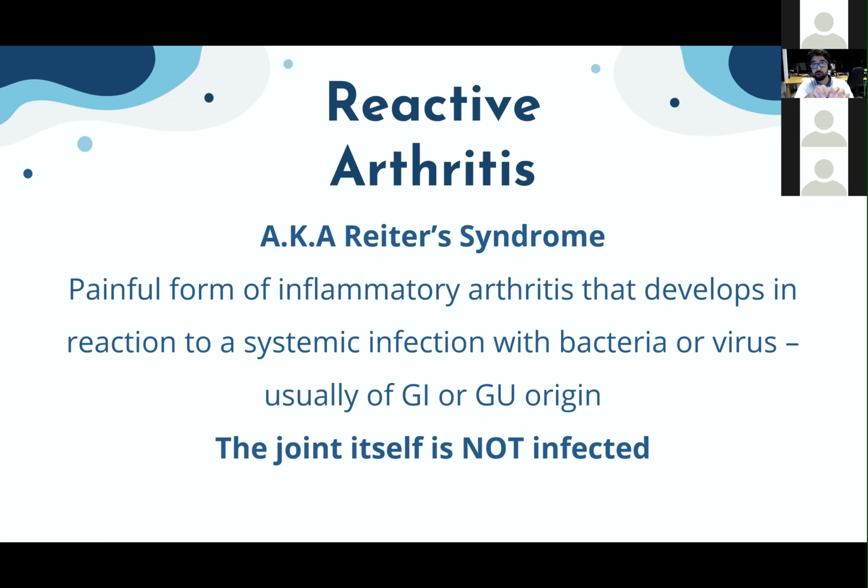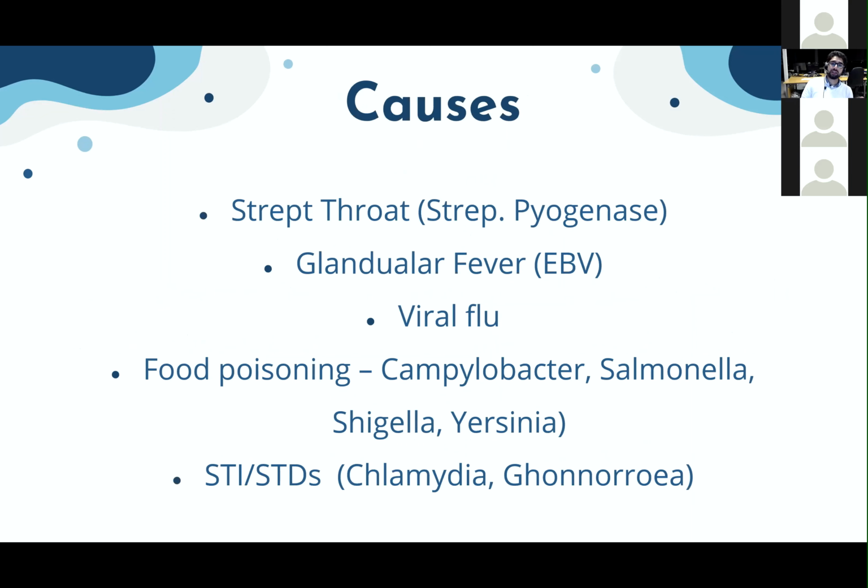So when you do a joint aspirate in reactive arthritis, you will not get pus-filled fluid. There will be no bacteria in the joint, right? The infection is somewhere else. There's a reaction to the systemic infection in your body that causes inflammation of the joint, okay? So we talked about strep pyogenes, strep throat, also called rheumatic fever, right?